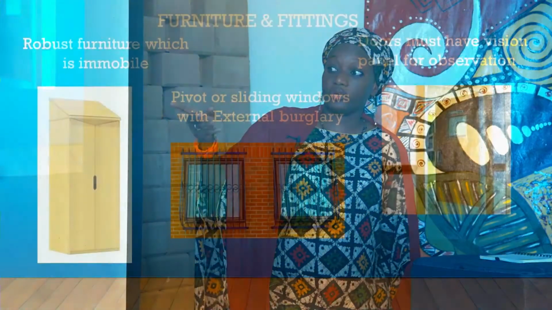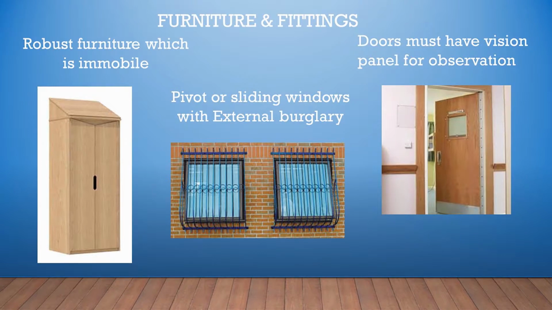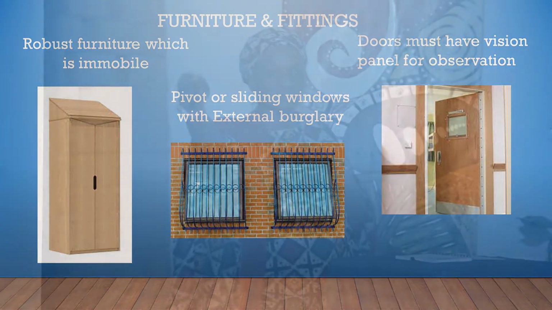Now, your burglary for the windows has to be external. Then the windows, if you're using pivoted or sliding windows, they wouldn't slide or open 100%. They'll just slide maybe 40 to 45%, so that they will not have a lot of access to the outside.